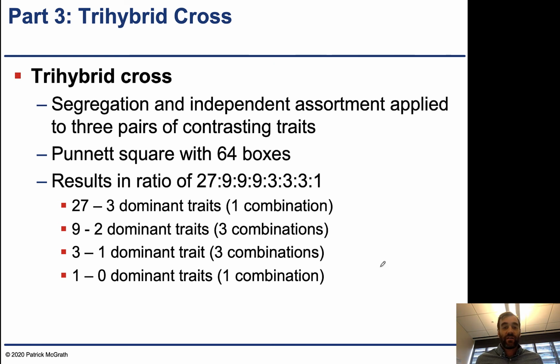So 27, that's the 3 dominant traits, so 27 out of 64 would have the dominant traits. 9, so for the categories that are 9 of 64, they would have 2 dominant traits, and there's 3 different combinations that you can have for that, so there's 3 different categories. The 3 out of 64, they would have 1 dominant trait and 2 recessive traits, and there's 3 combinations you can have, and then there'd be 1 out of 64 chance of having a recessive combination of all.